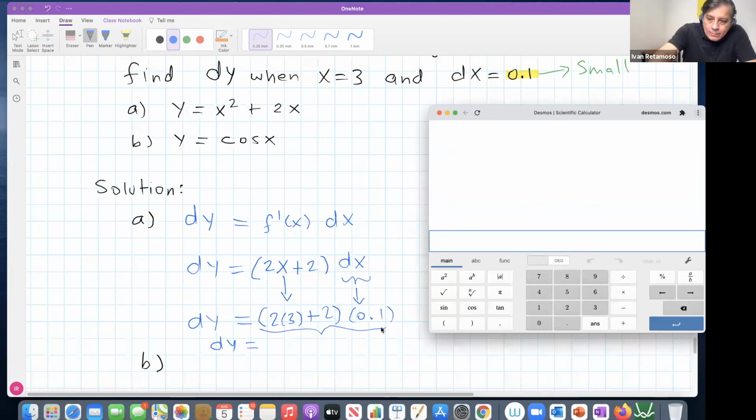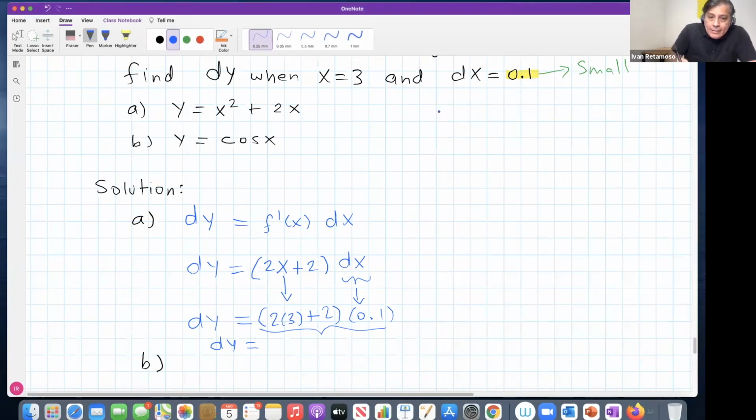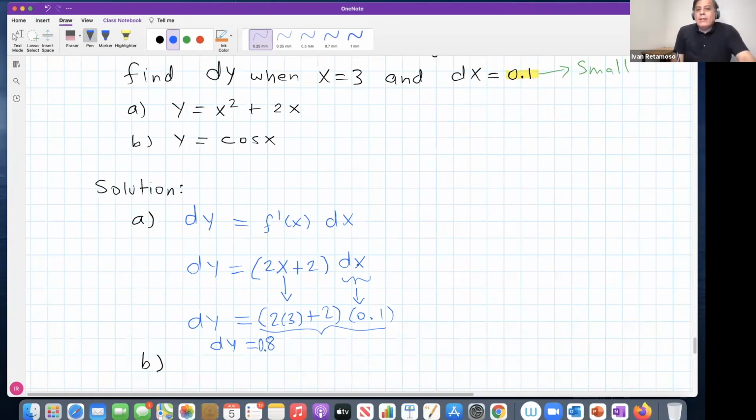So 2 times 3, which is 6, plus 2, times 0.1. That's 0.8, Professor. Yeah, I know. But in case, guys, in your homework, the numbers are not friendly, this is what you gotta do, right? This plus this times this, 0.8. This 0.8 is the variation associated to a small variation of 0.1 on the input values, right?